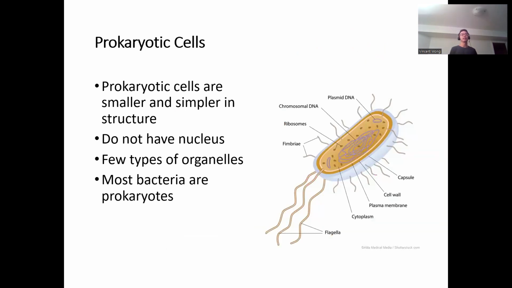The other kind, which is more primitive and simpler, are the prokaryotic cells. They are smaller, they are simpler, and they don't have a nucleus. This is a bacterium, and you can see the DNA is just kind of in the middle. It's not contained in a ball, not contained in a nucleus. They have few types of organelles. So bacteria are prokaryotes. Eukaryotes, prokaryotes. Complex, big; simple, small.